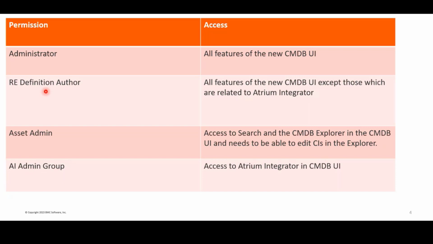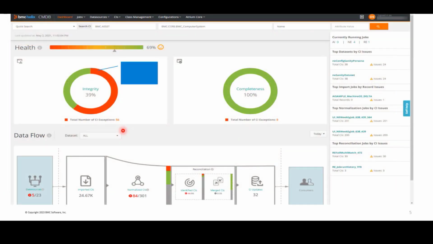For that, the RE definition author permission and the AI admin group are of use. RE definition author gives the complete feature permission except for Atrium Integrator. That is why we need to assign the user to the AI admin group so that he can access the Atrium Integrator module of the CMDB UI. Asset admin cannot perform the configuration part on the CMDB side. What he can do is search and edit the CI using CMDB Explorer. So until here we understood the permission part.